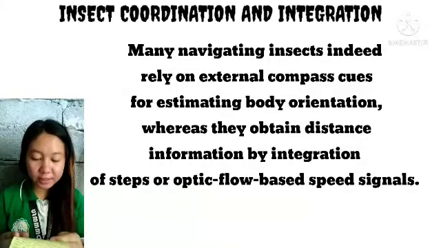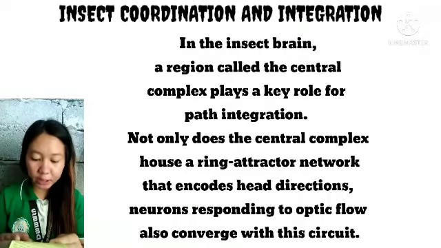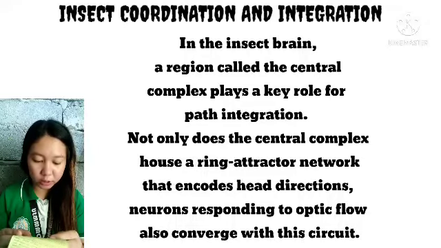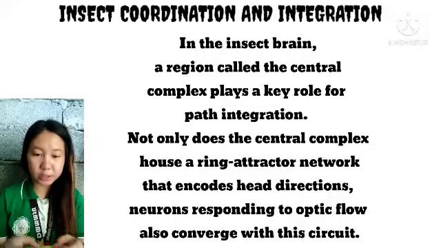Many navigating insects rely on an external compass cue for estimating body orientation, whereas the distance information is obtained by integration of steps or optic flow-based speed signals. In the insect brain, a region called the central complex plays a key role for path integration. Not only does the central complex have a ring attractor network that encodes head direction, neurons responding to optic flow also converge within the circuit.